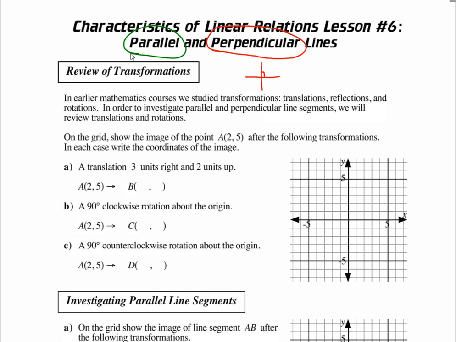So we're going to look at the slopes of parallel lines and the slopes of perpendicular lines today. We're going to look at their slopes and say, okay, what's the relationship between their slopes? When they're parallel, what's the relationship between their slopes? When they're perpendicular, is there a relationship? We're going to skip the transformation stuff here.